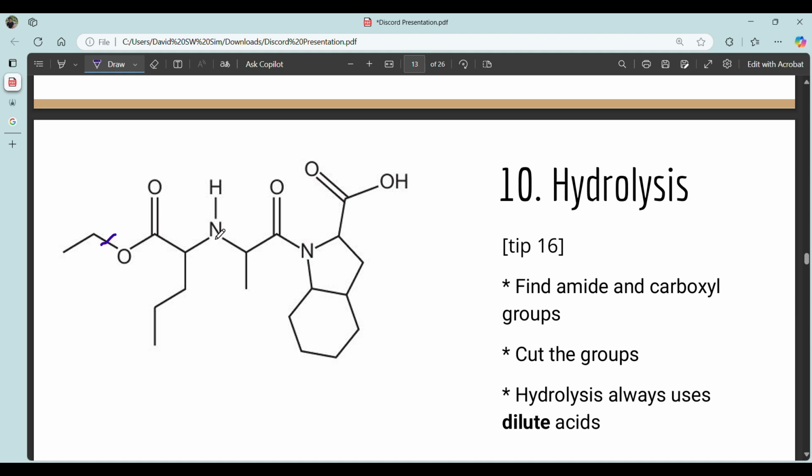Now let's look at this bond. If you actually think about it, it's just a regular amine. It's not an amide or a carboxyl, so we don't cut anything. Now what about this? This one is actually a carboxyl. This is actually an amide bond as well. N double bond O. So we also cut this.